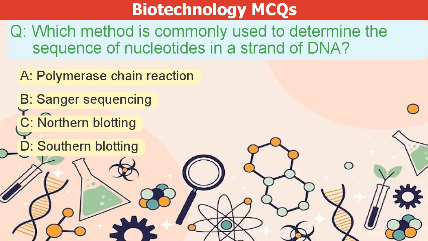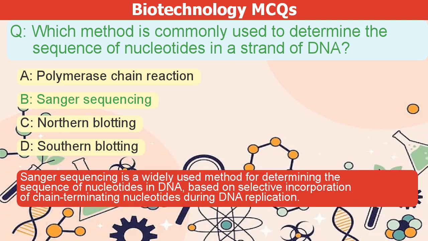Which method is commonly used to determine the sequence of nucleotides in a strand of DNA? A. Polymerase chain reaction. B. Sanger sequencing. C. Northern blotting. D. Southern blotting. The correct answer is B. Sanger sequencing is a widely used method for determining the sequence of nucleotides in DNA, based on selective incorporation of chain-terminating nucleotides during DNA replication.